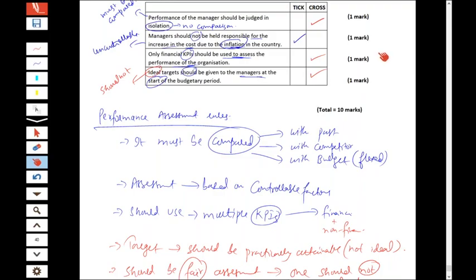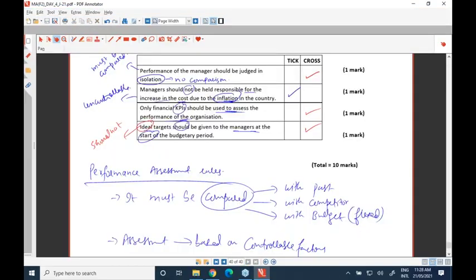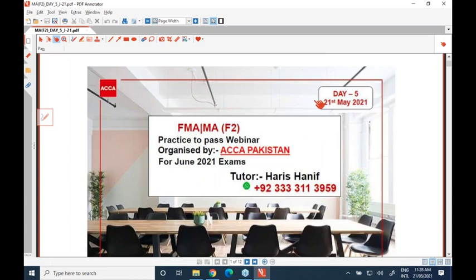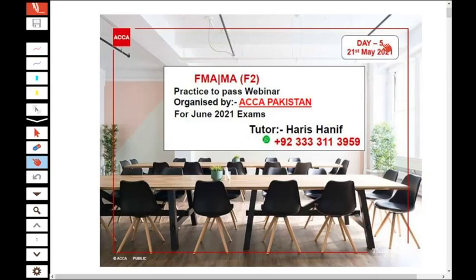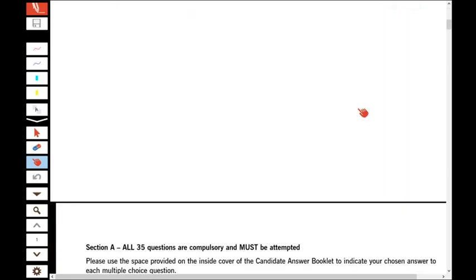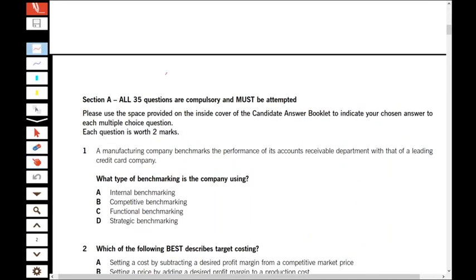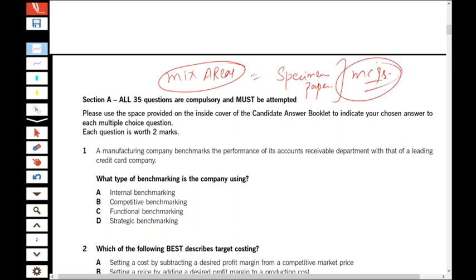All right. So now, students, this was the performance measurement topic which we had covered. Now, what is basically today's agenda? In my day-wise plan, I had told that in day 5 we will be covering other areas. Now, what are the other areas? Probably you will be happy that other areas are the mixed areas. Mixed areas means this is the specimen paper, which is only MCQs. I see that all 35 questions are compulsory and must be attempted.